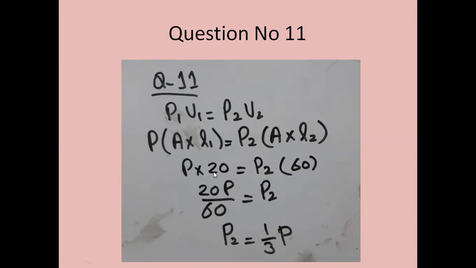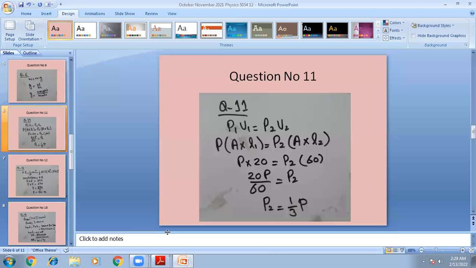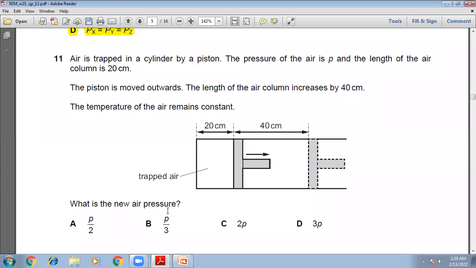So P multiplied by the length L1, which is 20 centimeter, equals P2, which I want to find out, multiplied by the length L2, which is 60. Make P2 the subject of the formula. The 60 will go to the other side and divide, so P2 will be 20P by 60. The zeros cancel, so you will have 1/3 of P. So P2 will be 1/3 of the P.